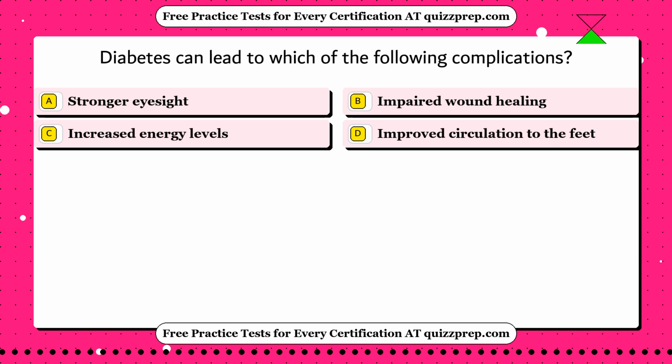Question 6. Diabetes can lead to which of the following complications? Option A. Stronger eyesight. Option B. Impaired wound healing. Option C. Increased energy levels. Option D. Improved circulation to the feet.